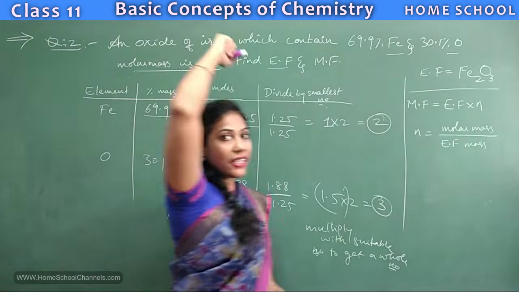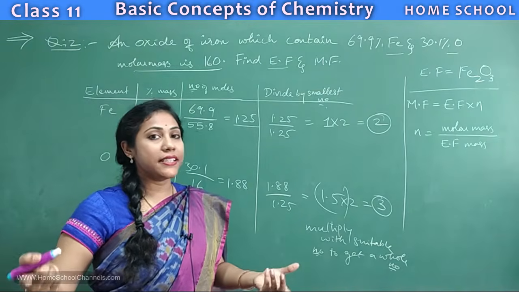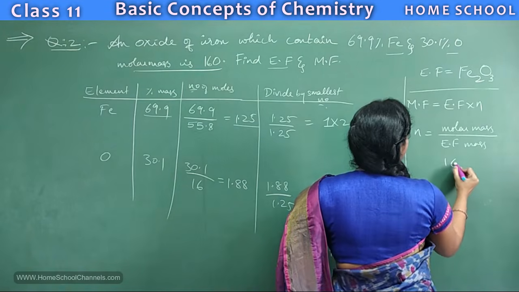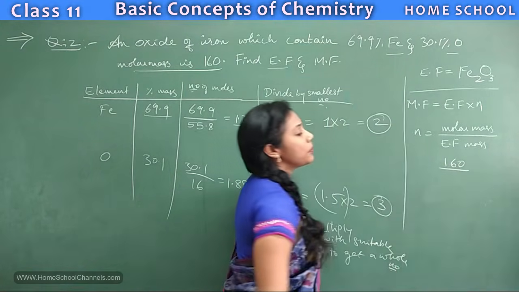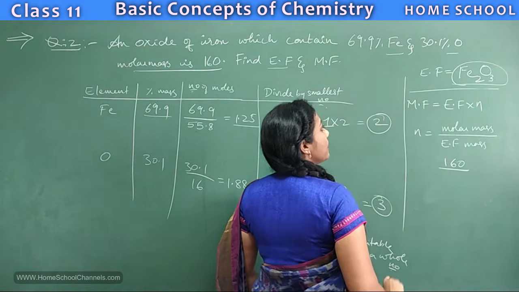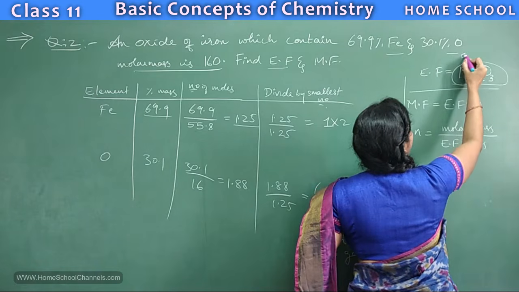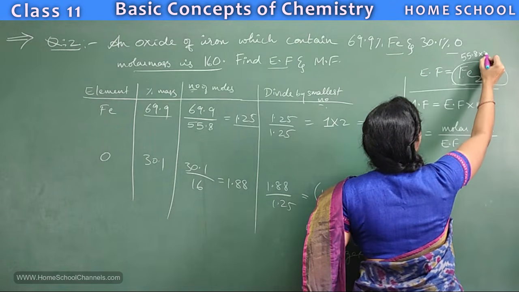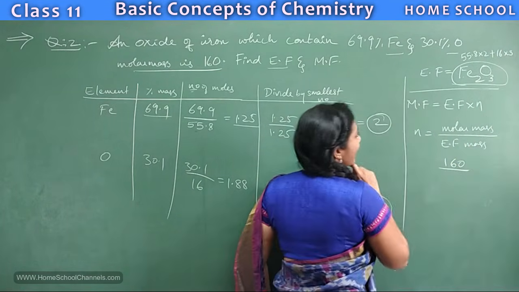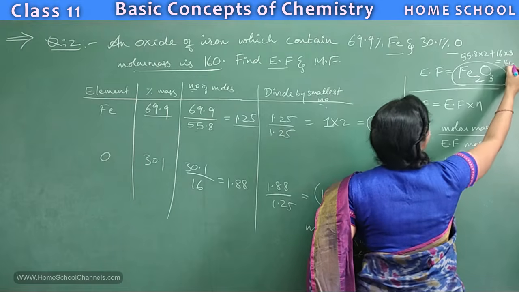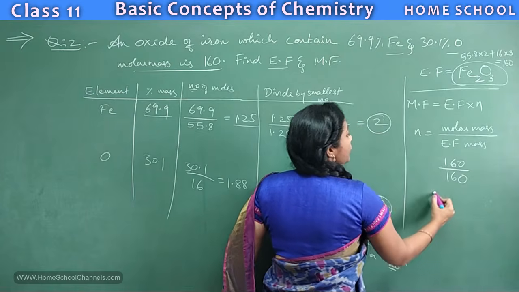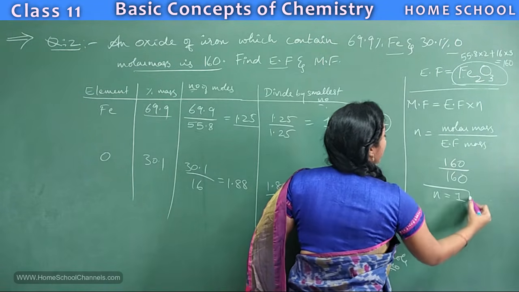The molar mass they will give in the question. If not, at least the vapor density will be given, right? So what is the molar mass here? 160 divided by the empirical formula mass. So you need to calculate the mass of this particular molecule. The atomic mass of iron is 55.8 into 2 plus the atomic mass of oxygen is 16 into 3. So how much do you get? I think you will get around 160 only, right? So the empirical formula mass is also 160. So the N value is equal to 1 here, right?